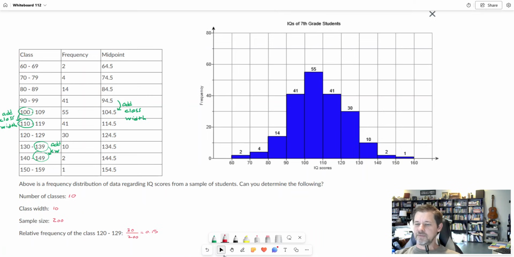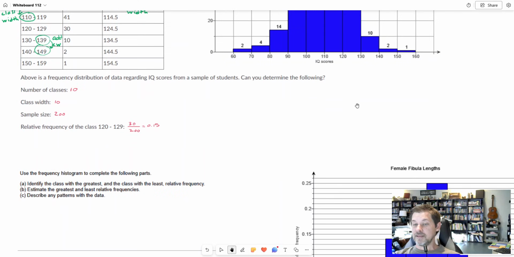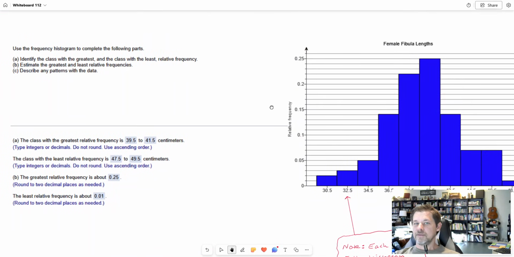So that's a little bit of a review, a little bit of everything from frequency distributions, and then the histogram is just a graph of all that. If 55 students had an IQ from 100 to 109, then this bar that is there from 100 to 109 goes up to 55, right? That's what it means. Okay, so that's a little bit of everything I think that we need to understand this problem.